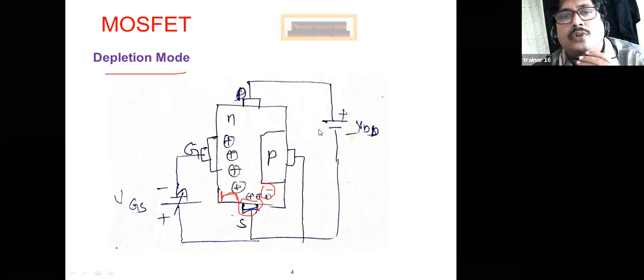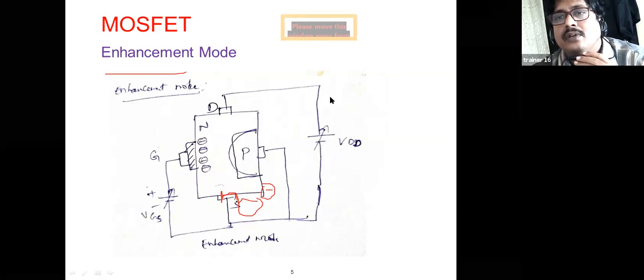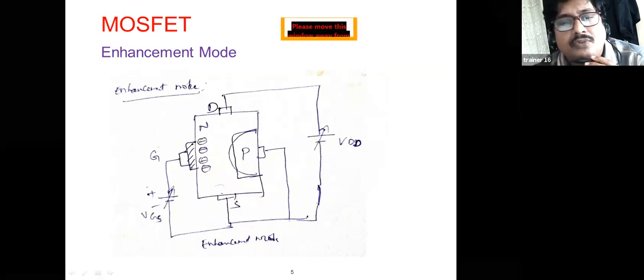Right. Now we'll go for the next. This is enhancement mode. If you see clearly here, this is enhancement mode. In the enhancement mode, the gate you are connecting positive, and here the positive terminal.